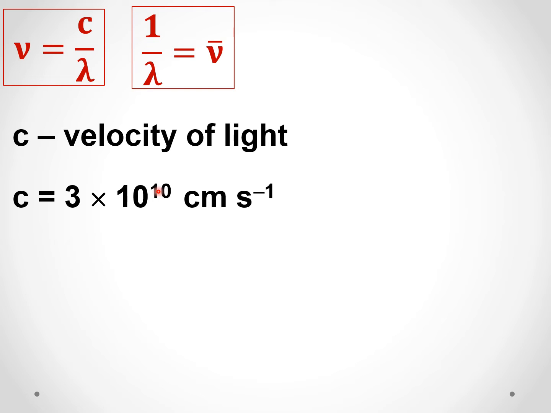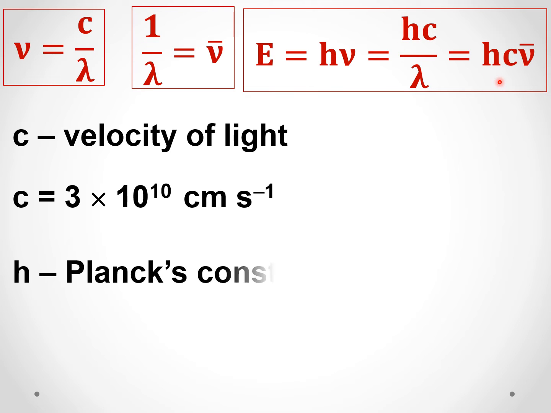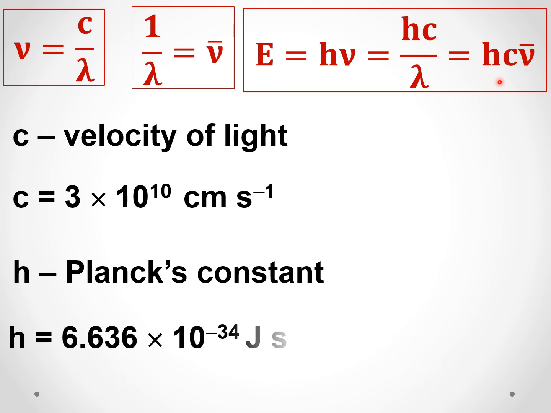So how will we write the expression for energy of this radiation in terms of frequency, wavelength, or wave number? So this is the expression: E is equal to h nu, that is equal to hc by lambda, is equal to hc nu bar, where h is called the Planck's constant, and the value of h is 6.636 into 10 raised to minus 34 joule second, or another unit is kilogram meter square per second. So this is the expression for energy of a radiation.